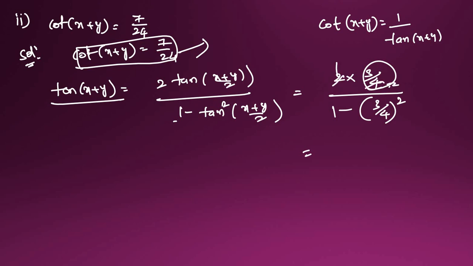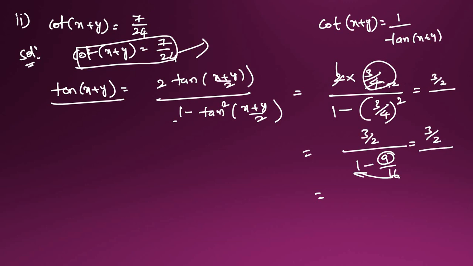Okay, what will remain here is 3 by 2 in the numerator, and the denominator will be 1 minus 9 by 16, since 3 by 4 whole square is 9 by 16. The denominator is 16 minus 9 over 16. 16 minus 9 is equal to how much will come?